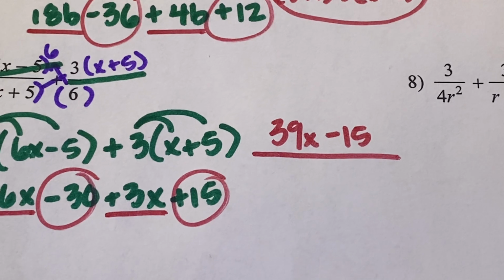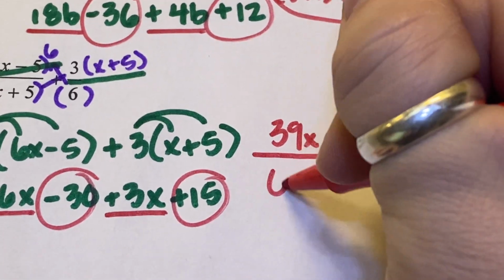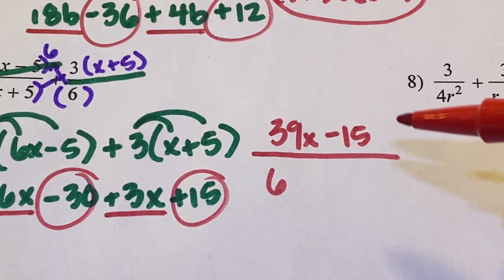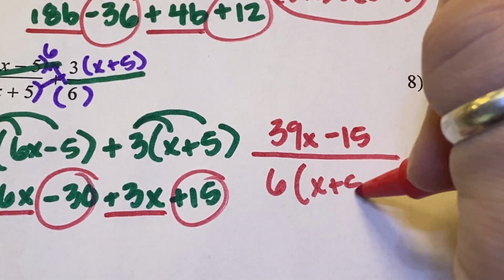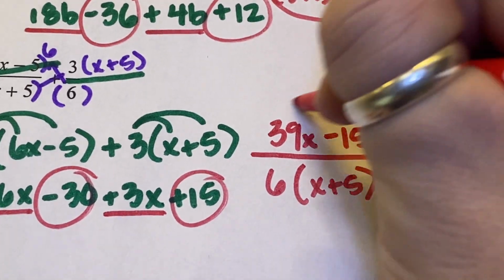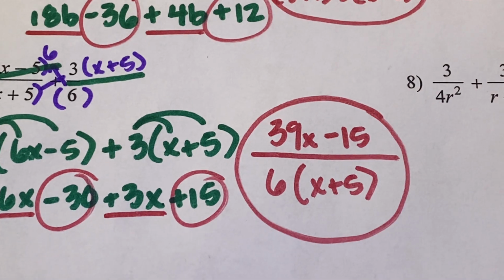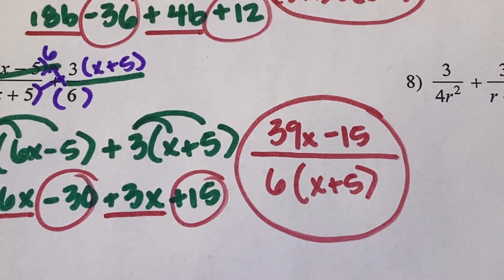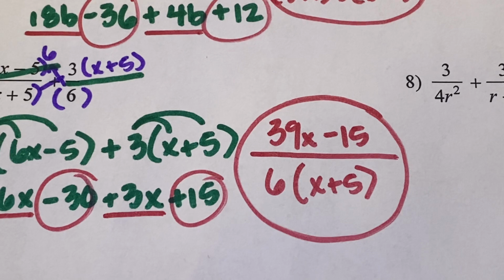Now just put your pieces to the denominator. 6 was our first piece, and we like to put it in front. And x plus 5 was our other piece. Usually we like putting the lone number in front of the parentheses.